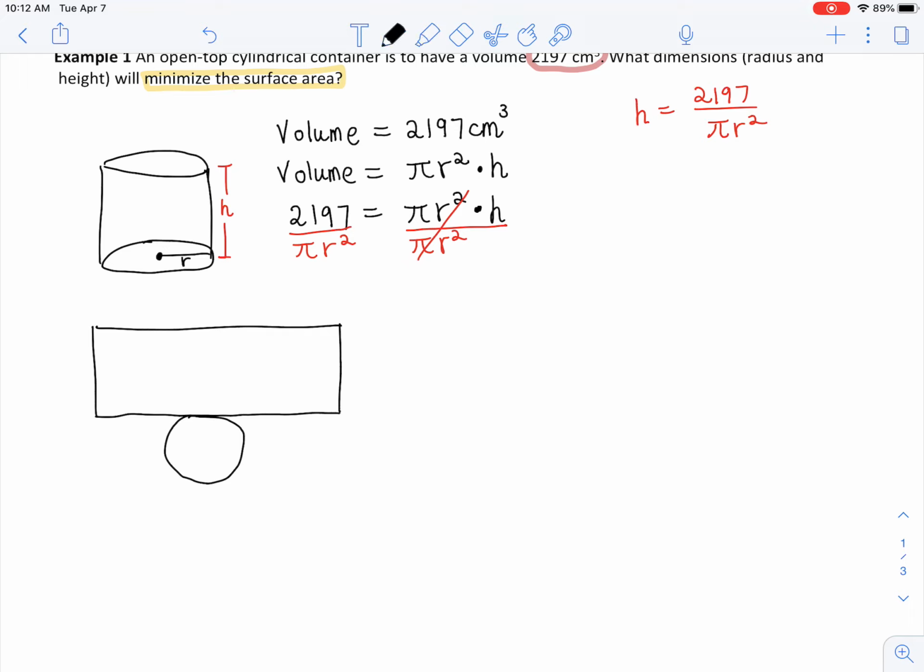All right, use your imagination. Imagine we're folding this piece right here. If you open up the cylinder, you will get a picture like that. This is the bottom right here. I'll call it the base. And then this side will make it the lateral, like the side of the can.